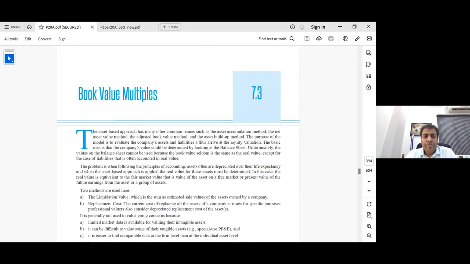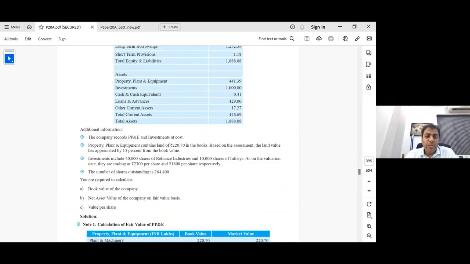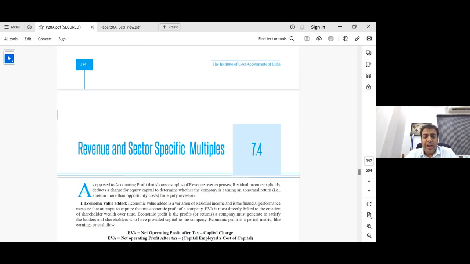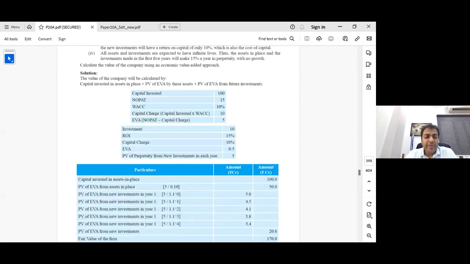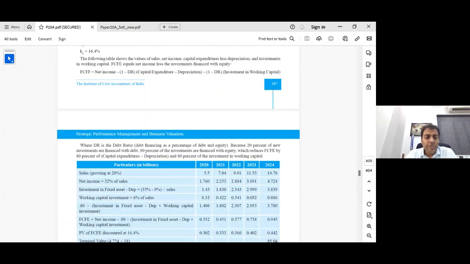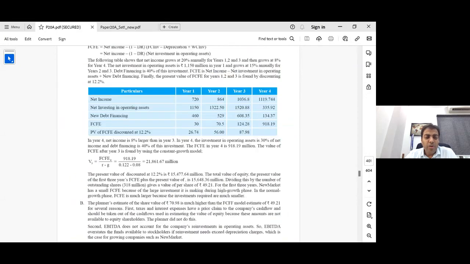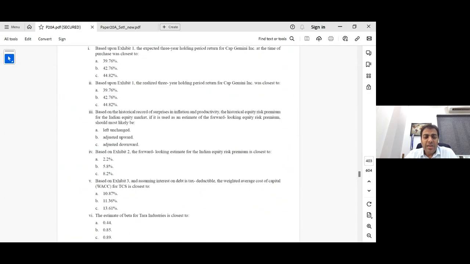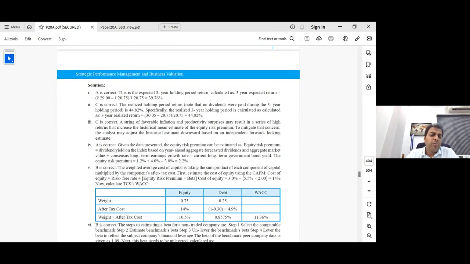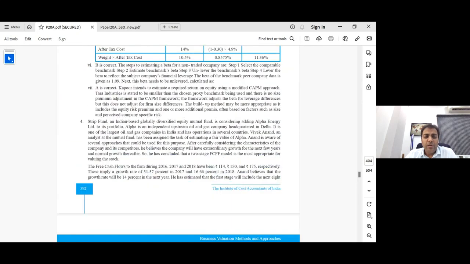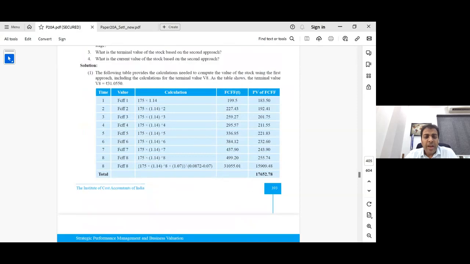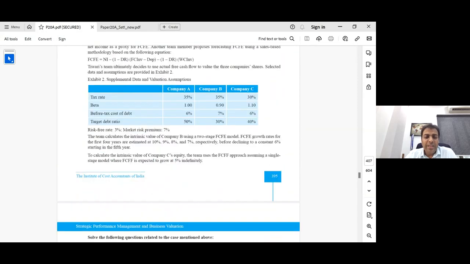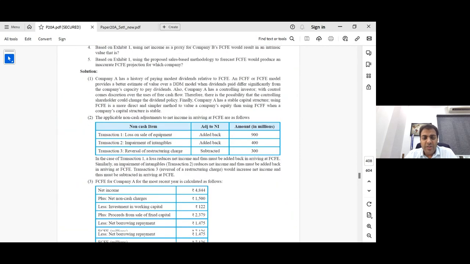Okay. Then you have book value multiples. We've talked about price to book value, right? So those are also covered here. And then moving on to revenue and sector specific multiples. So like I said, this module is all practical, and you would have to have a good concept. This is probably the only module which will give you a good grip on the subject, and you will be able to apply this both in the exam as well as a professional once you qualify.